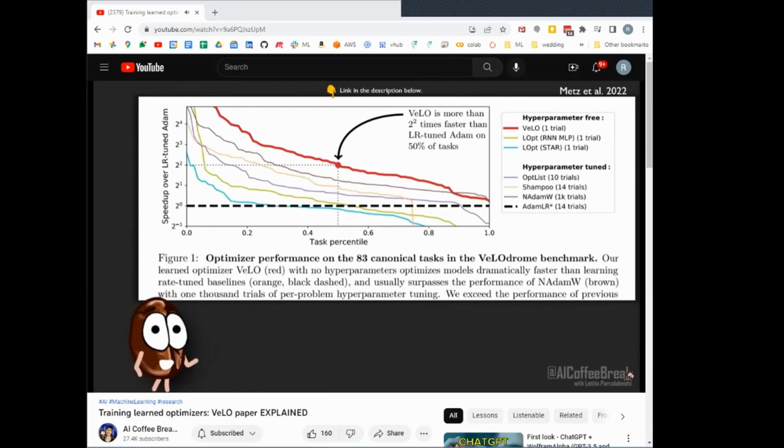So VeLO that does not have any hyperparameters could outrun NADAMW out of the box and get better performance in 85% of the cases. And it got there faster than Adam. And on half the Velodrome tasks, it was even 4 times faster than Adam.